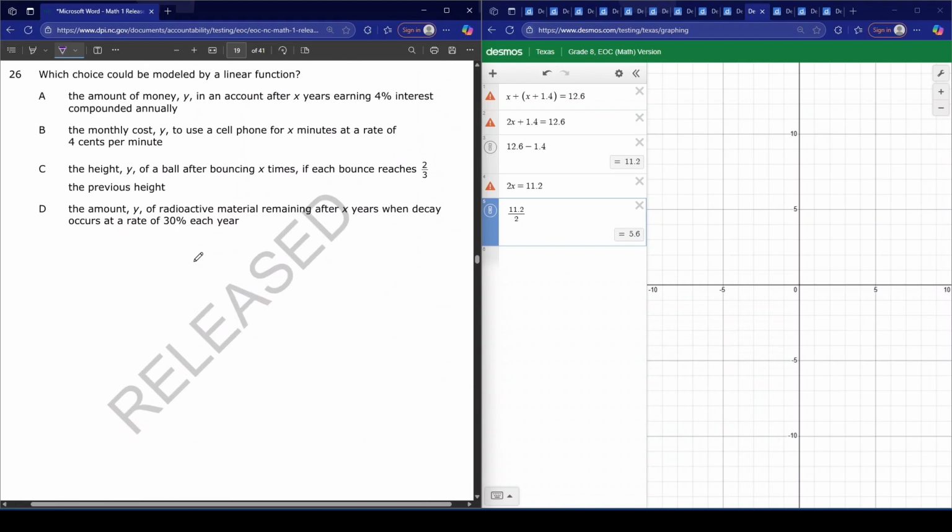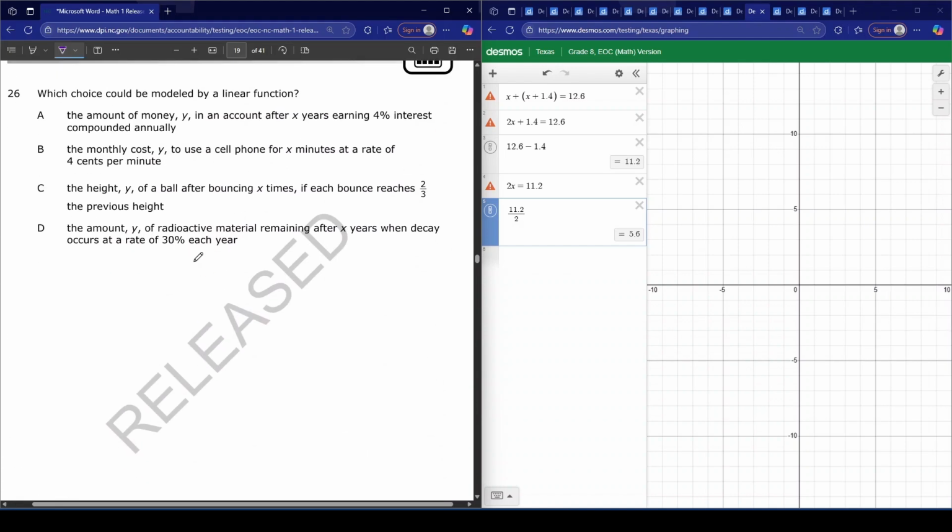So moving on. 26. Which choice could be modeled by a linear function? Right, so we have A, the amount of money, Y, in an account after X years, earning 4% interest compounded annually. So that's wrong, right? That's completely wrong. We want a linear function, okay? 4% interest is not linear in any situation, okay?